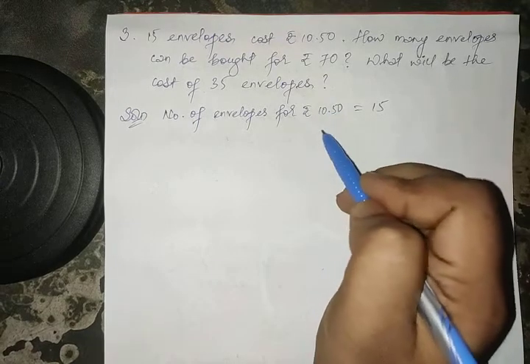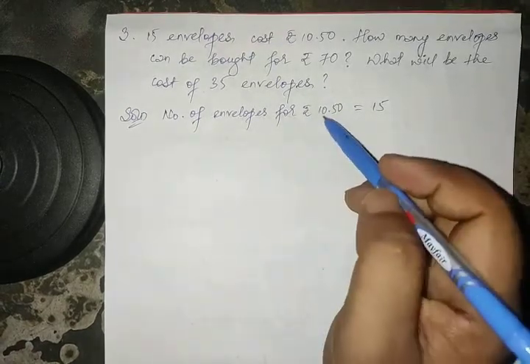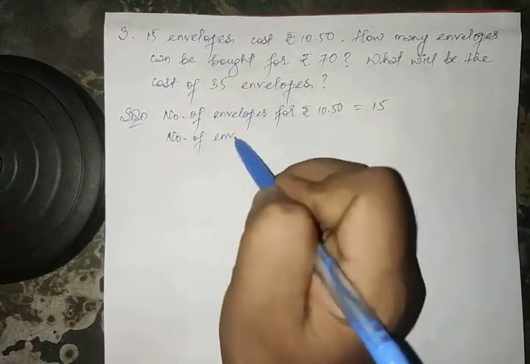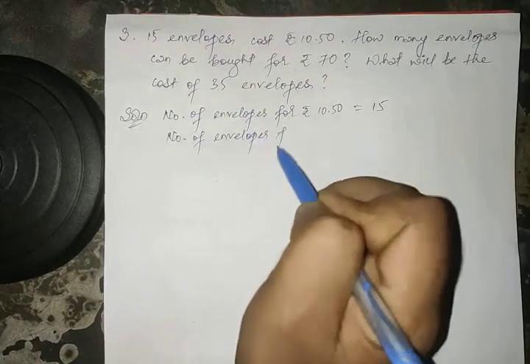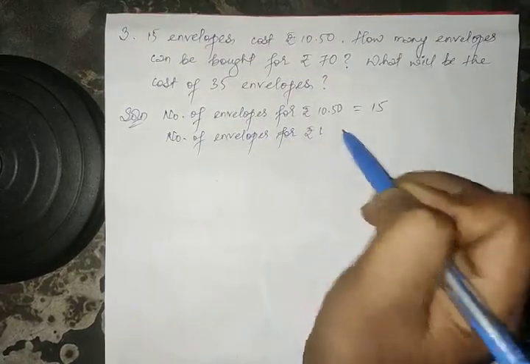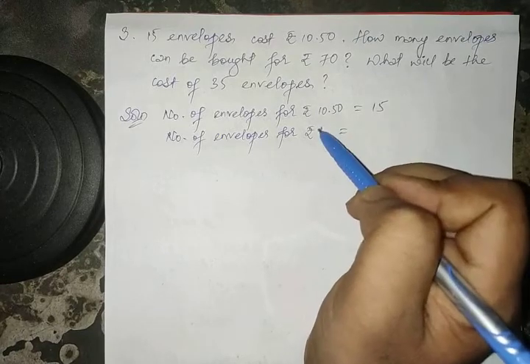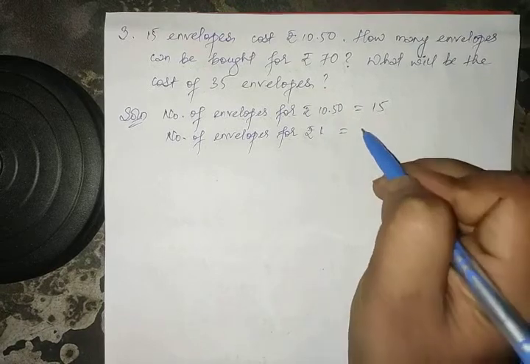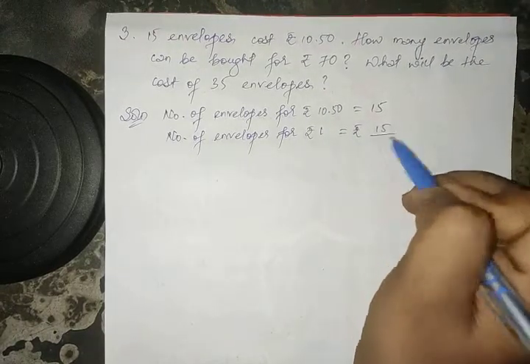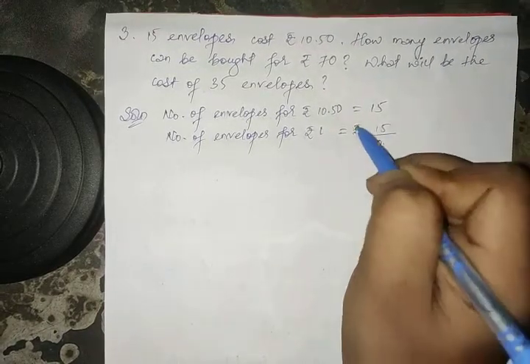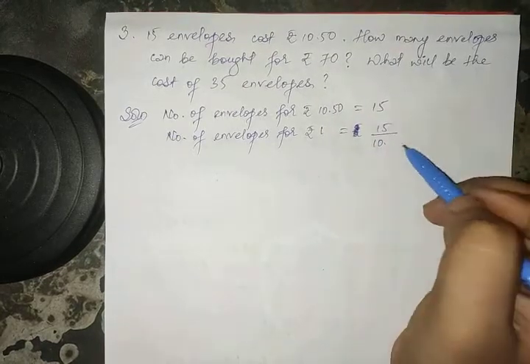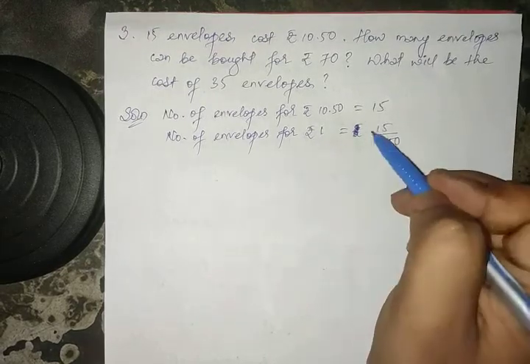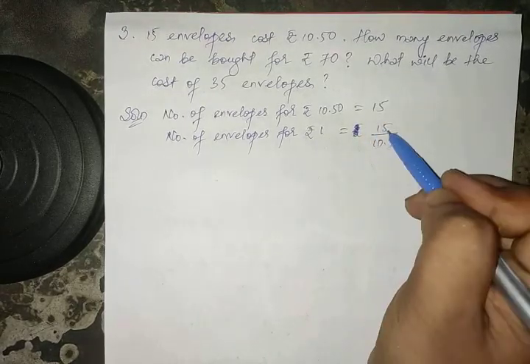Now we have to find for rupee 1. So that means we have to divide. So number of envelopes for rupees 1. So for 1 rupee how many envelopes will we get? How will we find? We have to divide 15 by 10.50. Oh sorry, not rupees, because this is a number, right? So 15 divided by 10.50. So this many envelopes will we get for rupee 1.